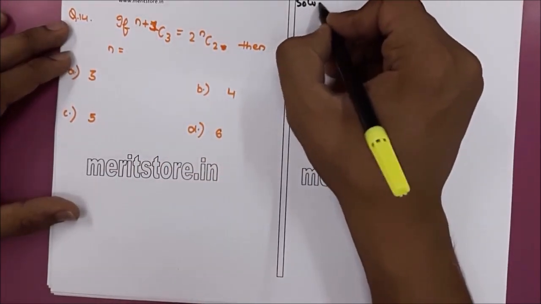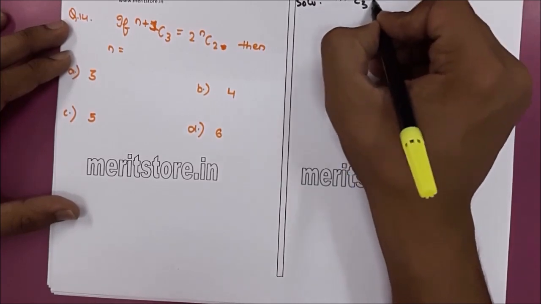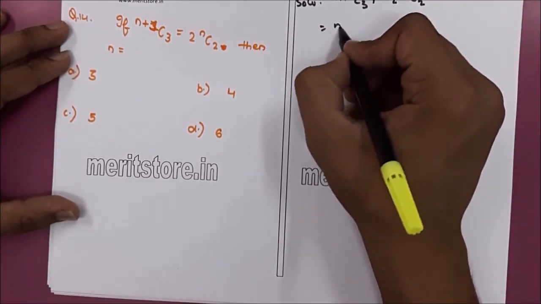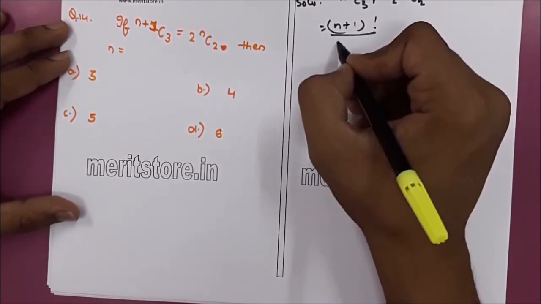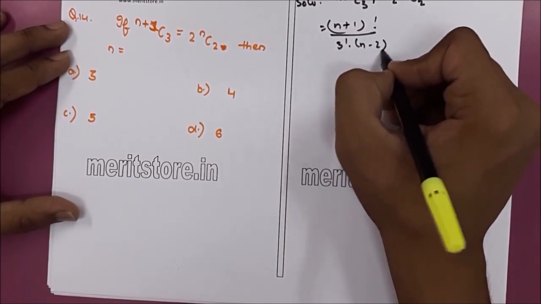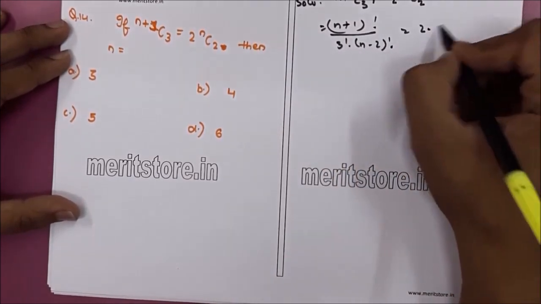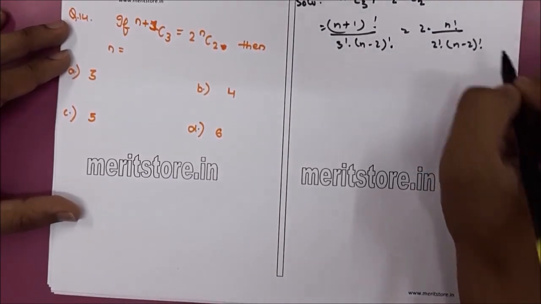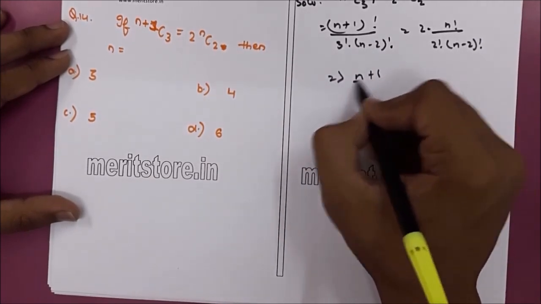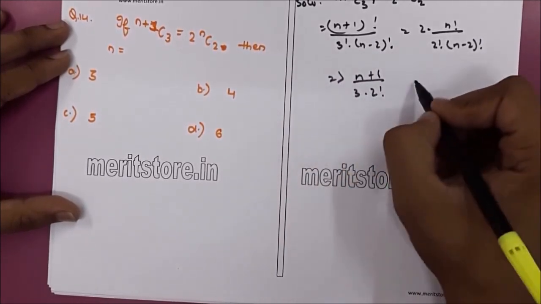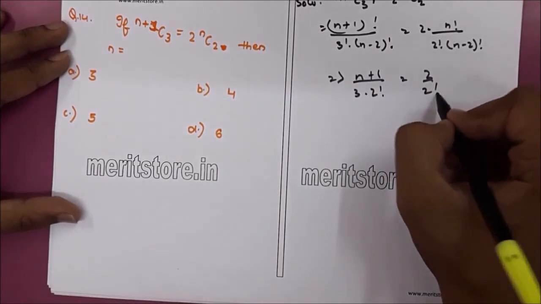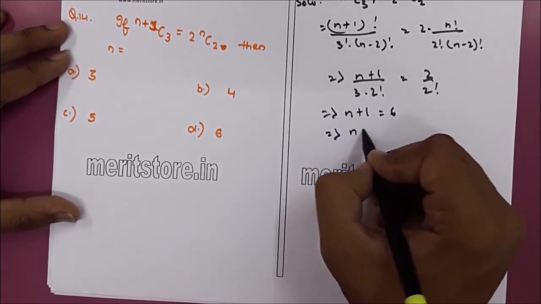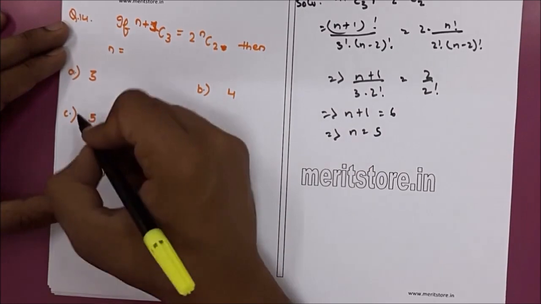Therefore the solution is: n plus 1 C3 is equal to 2 nC2, which is n plus 1 factorial upon 3 factorial into n minus 2 factorial, equal to 2 into n factorial upon 2 factorial into n minus 2 factorial, that is n plus 1 upon 3 into 2 factorial, equal to 2 upon 2 factorial, which gives n plus 1 equal to 6, n is equal to 5. Therefore option C is correct.